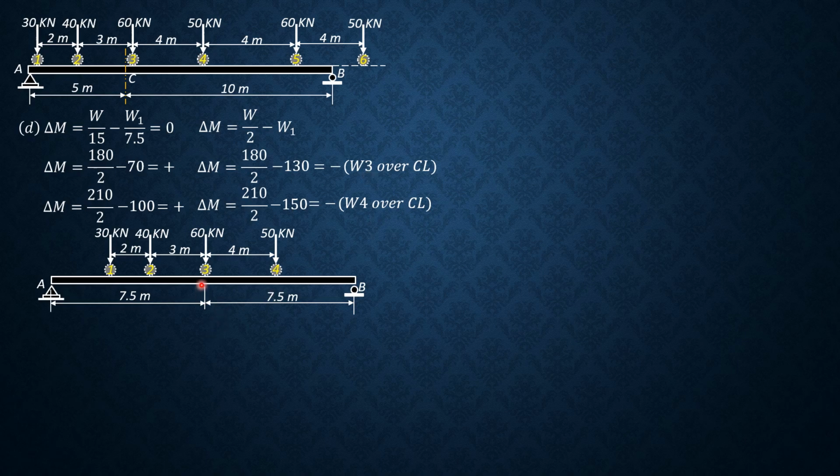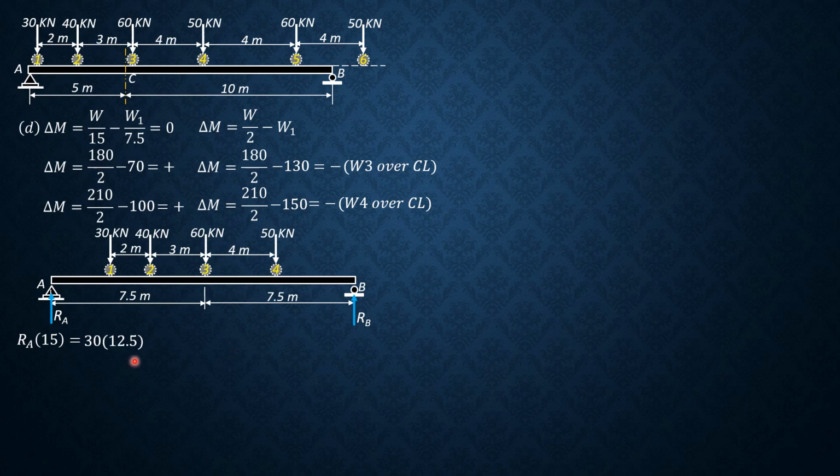First, for wheel 3 over center line. So let's solve for RB. So the maximum moment at center line is RB times 7.5 minus 50 times 4. So that's our working equation. Or if we solve for RA, then the moment at center line is RA times 7.5 minus 40 times 3 minus 30 times 5.